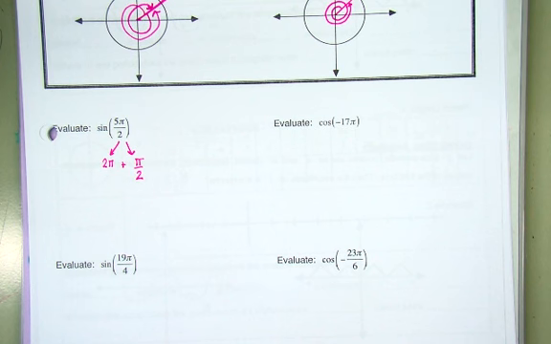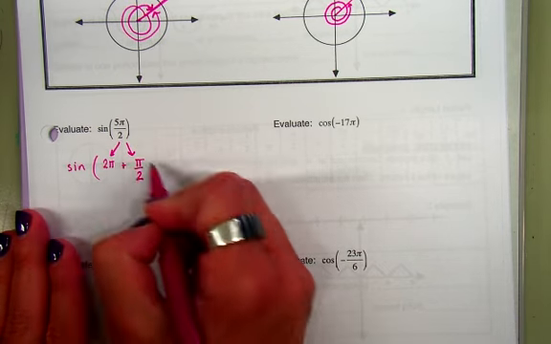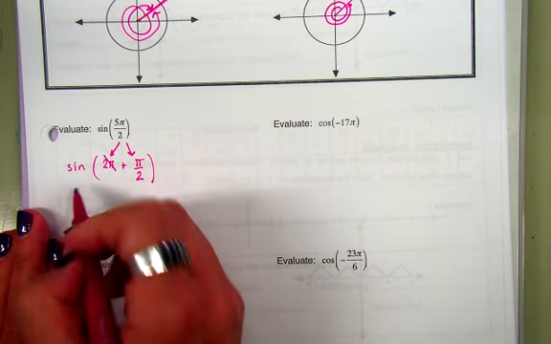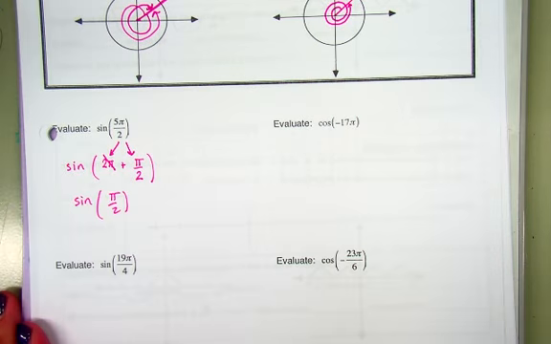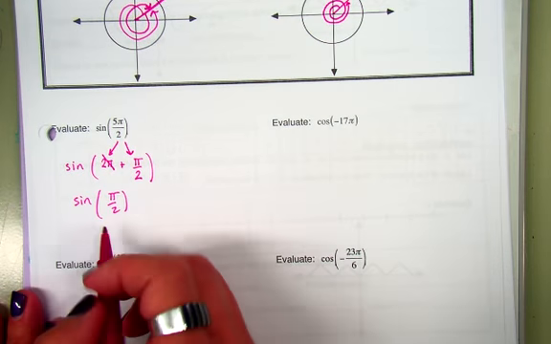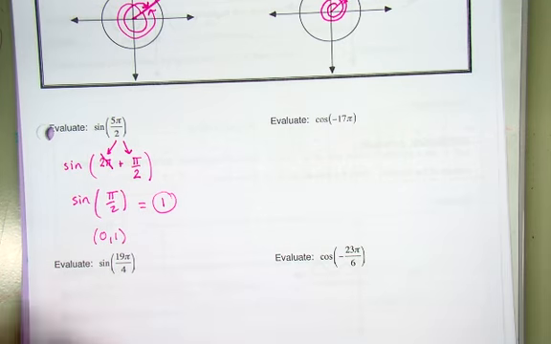The 2 pi part is just going to disappear. I don't care about the 2 pi part, because that's just an extra revolution. So I can get rid of the 2 pi part. So this is still just the sine of this. The 2 pi part is gone, and so now I'm just going to evaluate sine of pi over 2. And what is the sine of pi over 2? Well, that's 0, 1. So my sine is 1.